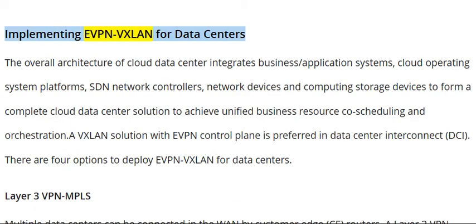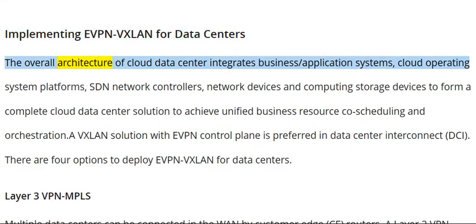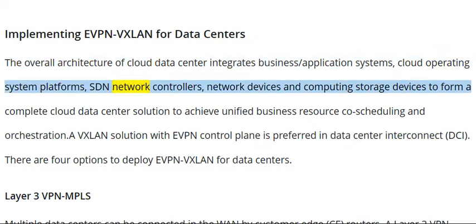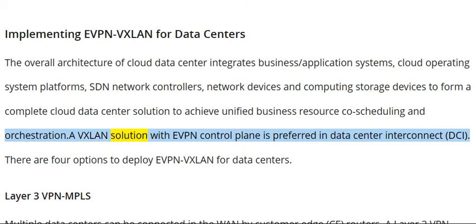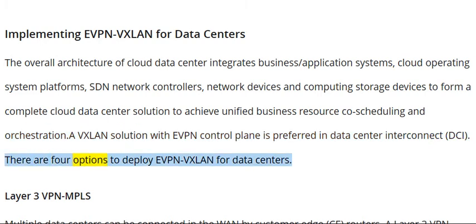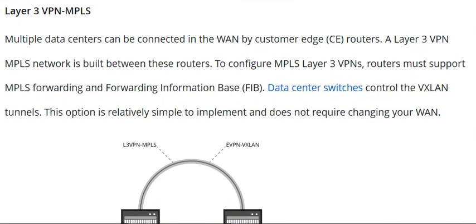Implementing EVPN VXLAN for data centers. The overall architecture of cloud data center integrates business application systems, cloud operating system platforms, SDN network controllers, network devices, and computing storage devices to form a complete cloud data center solution to achieve unified business resource co-scheduling and orchestration. A VXLAN solution with EVPN control plane is preferred in data center interconnect (DCI). There are 4 options to deploy EVPN VXLAN for data centers.